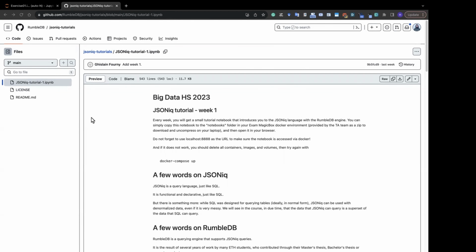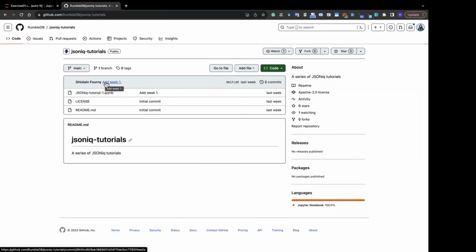Question. Yes, that's true. Glad you asked. So you should also check alongside, not database, the big data repository. You should check this repository every week for updates of the notebook. Typically there will be a companion notebook together with the exercises you will get. Okay.